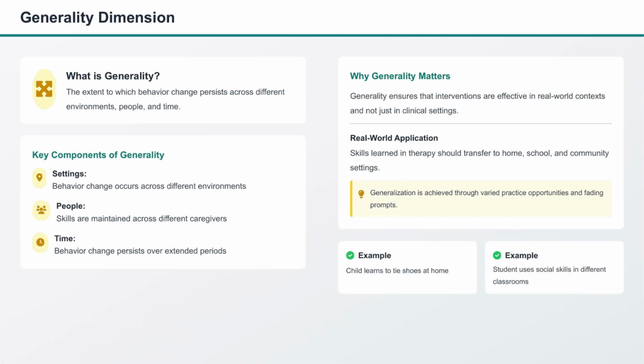Generality refers to the extent to which behavior change persists across different settings, people, and time. In ABA, we want to ensure that the skills learners acquire aren't just applicable in one setting, like a therapy room, but can be generalized to home, school, or community environments. Generalization also means that the behavior should be maintained over time, ensuring that the learner's new skills are not short-lived.